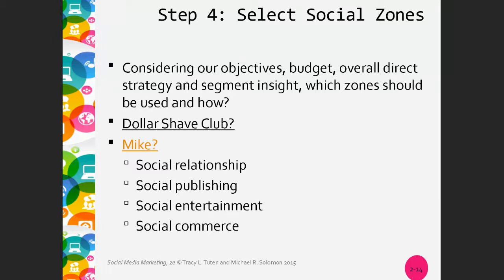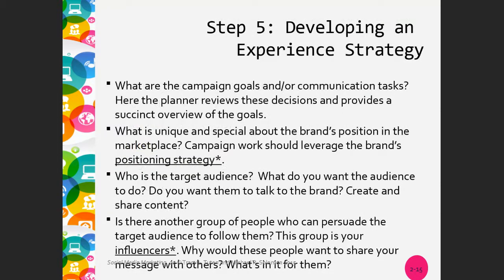So you want to see where it is, what you're interested in doing. If you want to sell something direct, maybe you concentrate in the social commerce arena. If you're looking to increase your exposure, maybe you concentrate in entertainment, something that's fun to watch that people will share. All right, step 5, an experience strategy.